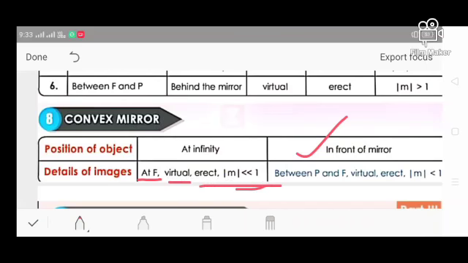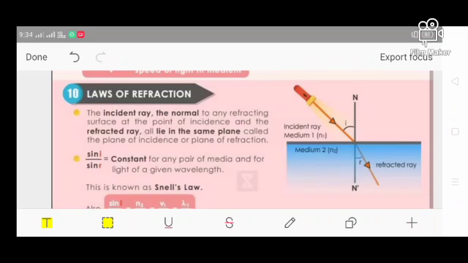That means it is a very less magnified image, and it is present in between the pole and the focus. Got it? So this is the kind of image formed by a convex mirror. Hope you will understand, my dear friend.